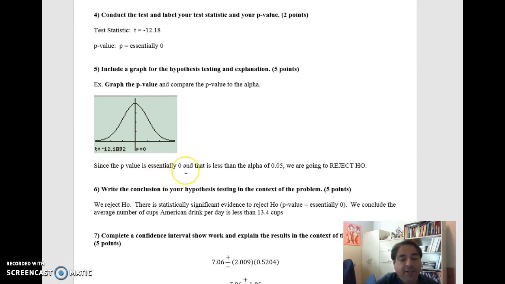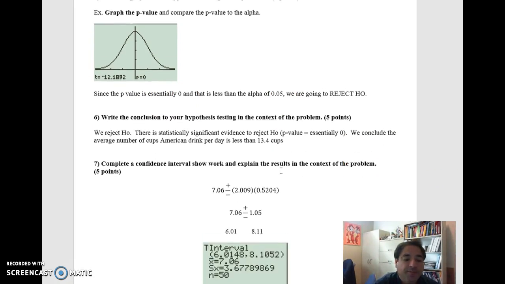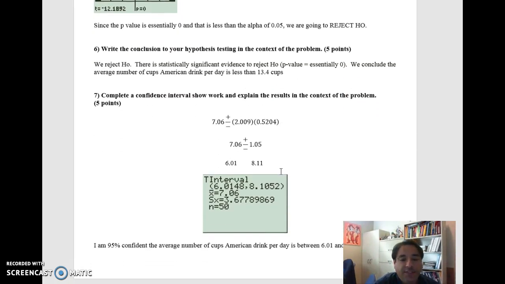And since my p-value is essentially 0, which is less than alpha of 0.05, we reject H0. And we do a confidence interval. Well, our conclusion is we reject H0. There is statistically significant evidence to reject H0 because p-value is essentially 0. We conclude the average number of cups per day Americans drink is less than 13.4 cups.